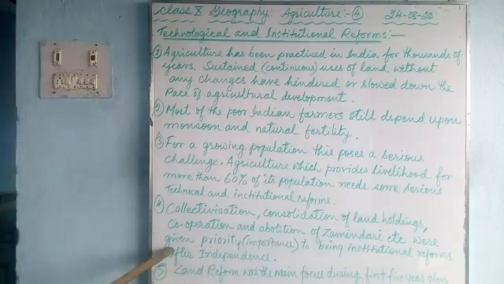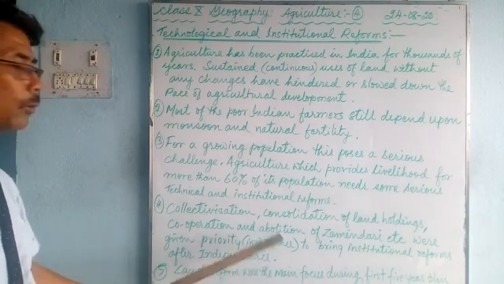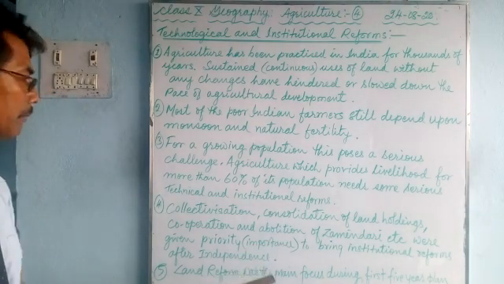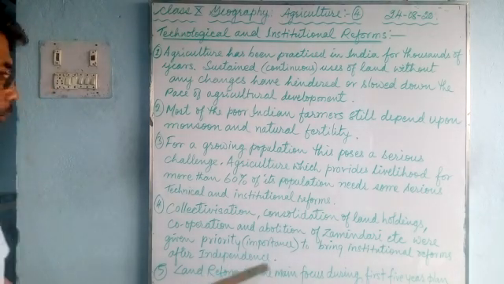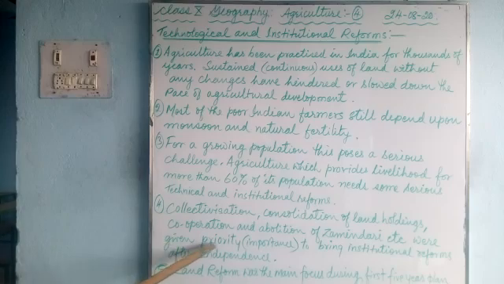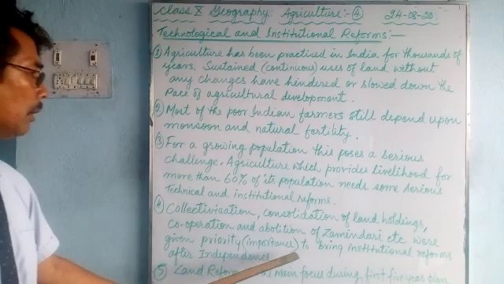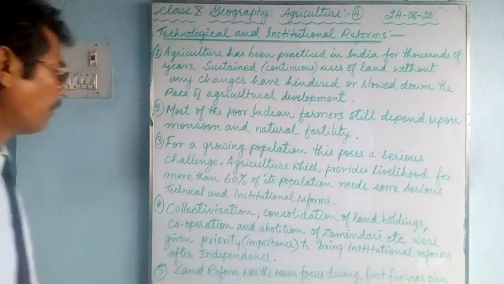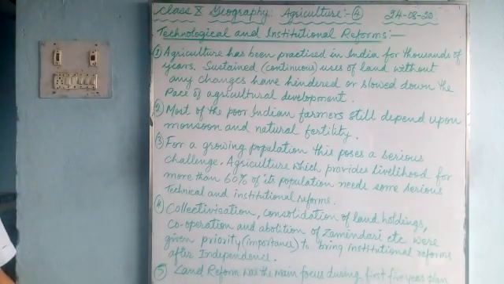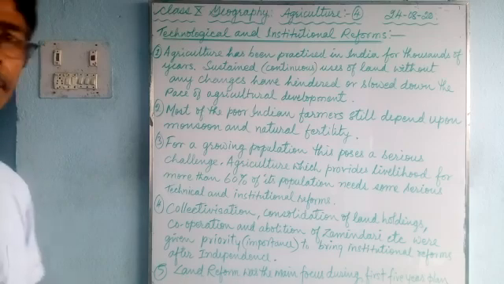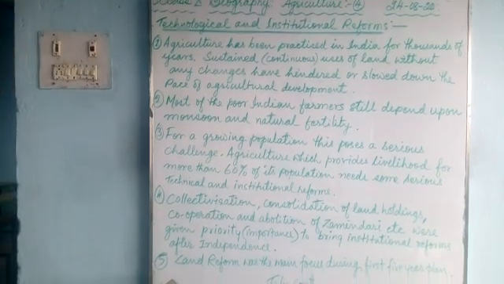These were given priority after independence. After independence, the zamindari system was removed, the land holdings were combined, collective farming was done, and consolidation of land holdings was done. These were given importance to bring institutional reforms after independence.